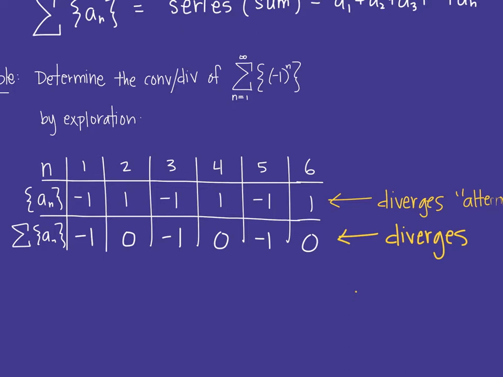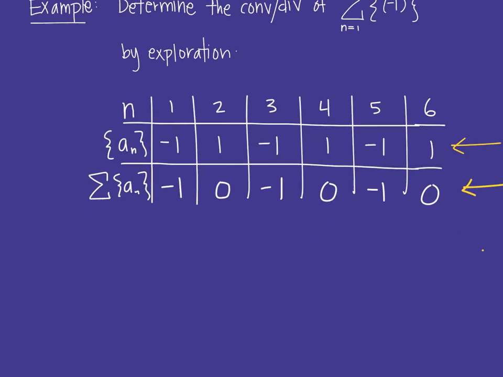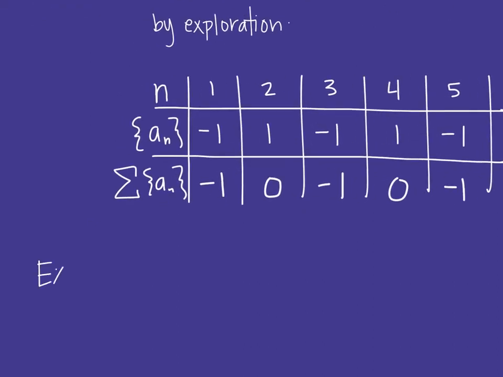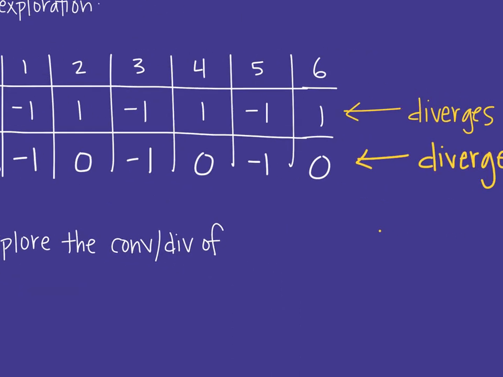So we just did that by exploration. Good? All right, so let's try a different one. We'll do another one by exploration before we come up with the test that we can use. So, explore the convergence or divergence of the series from 1 to infinity of 3 over 10 to the n.